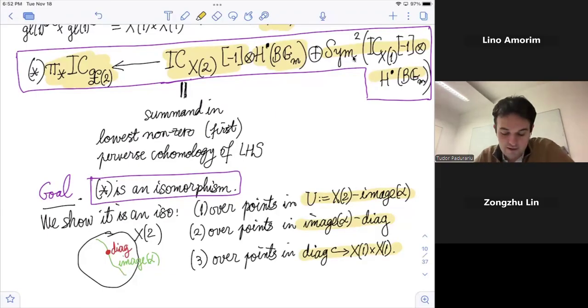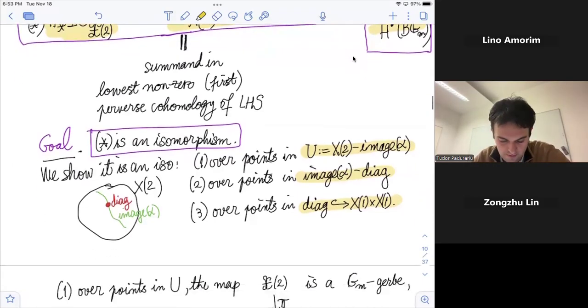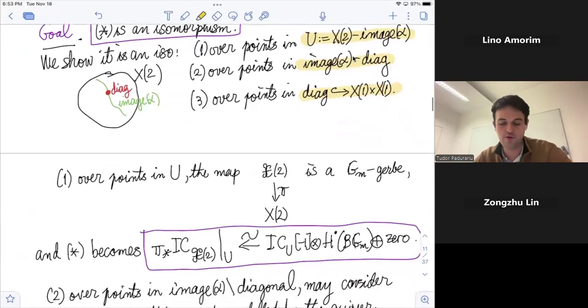So we'll see that in the case of points in the image of alpha minus diagonal, locally there we can find a small resolution of this singular space X2, because they have toric singularity. But in case 3, we cannot do that. Nevertheless, the proofs will be the same for 2 and 3 in our approach. Okay, so let's see. So we start with 1.